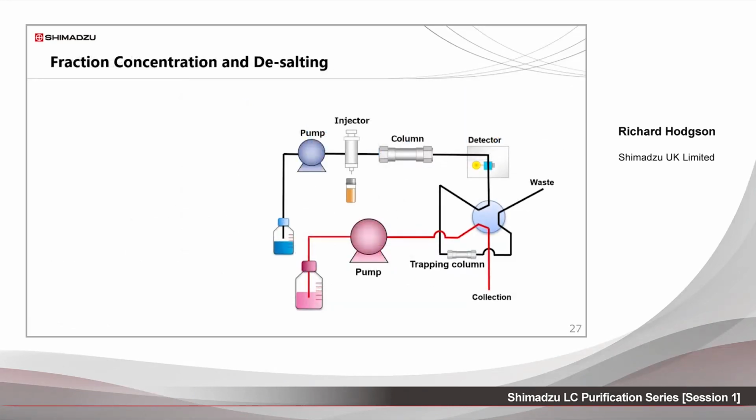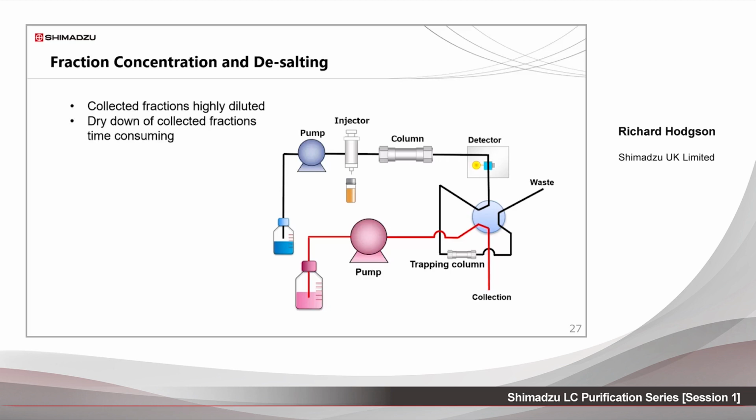Fraction concentration and desalting. Once we have collected all of our peak fractions, we typically need to concentrate or remove all of the mobile phase. Unfortunately, our fractions tend to be highly diluted, and in many LC purification labs, dry down or removal of mobile phase can be the most time-consuming step in the whole process.